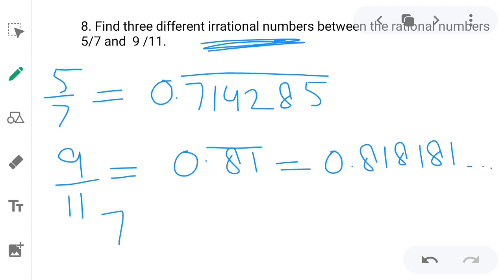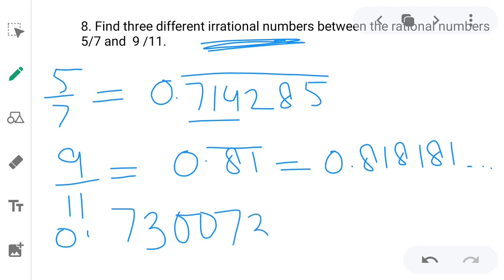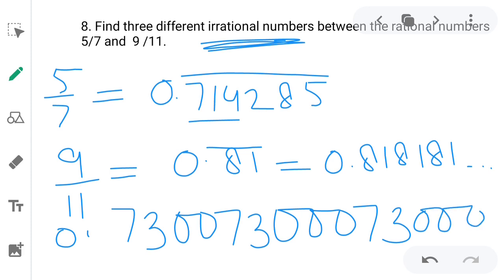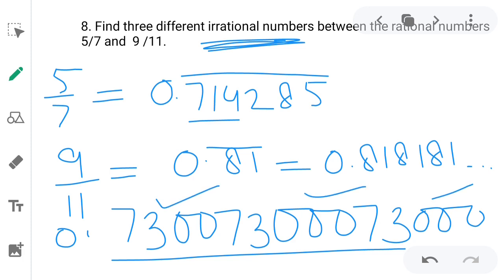Okay, that can be 0.7070070007. It should lie between them. So take another one, 0.73000... In the same way you can write many numbers which are irrational, meaning there should be no pattern which is repeating itself, and the number is unending, non-recurring, non-repeating and non-terminating.